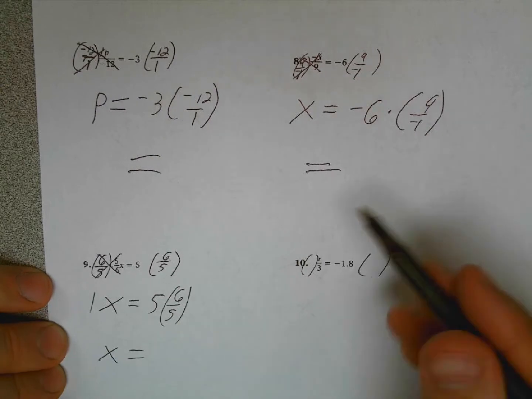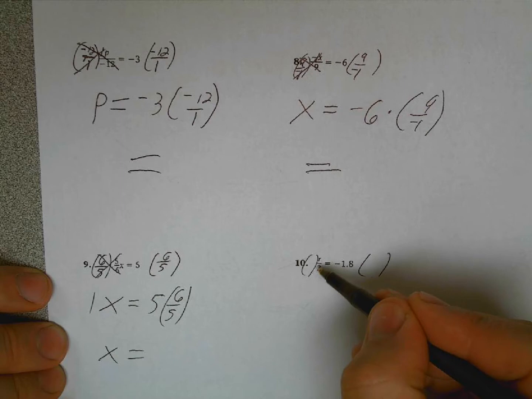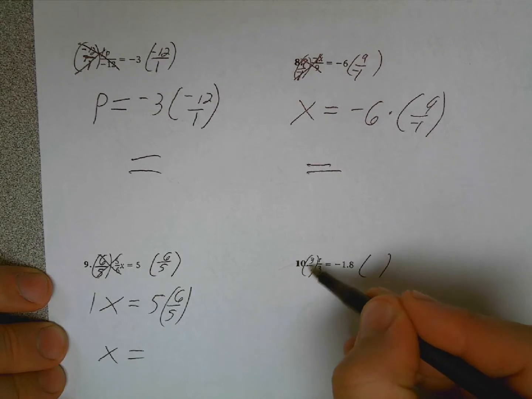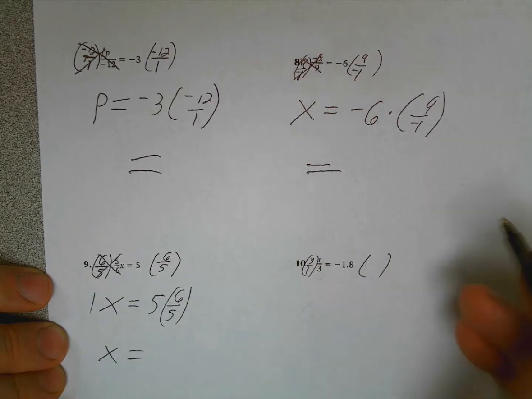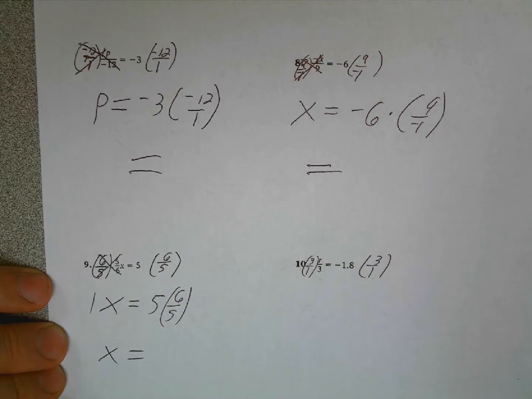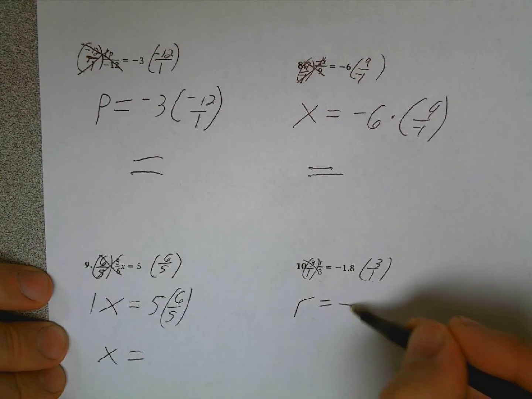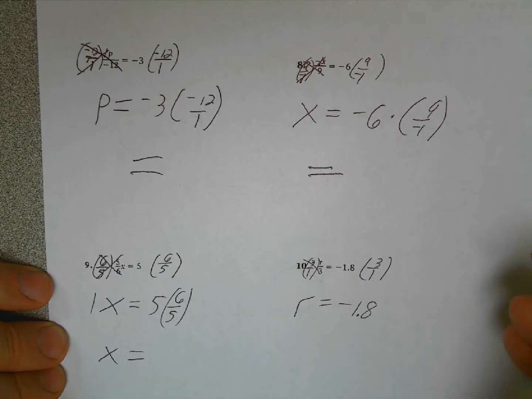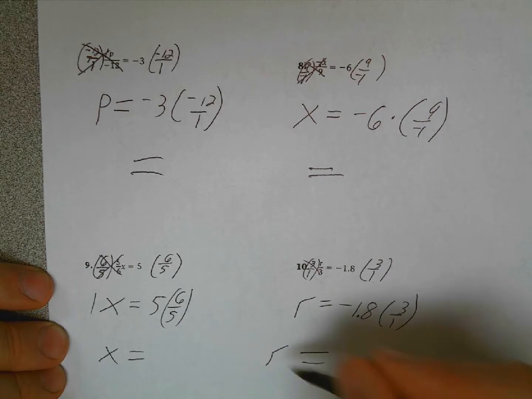Using your alpha y equals. If there's no number in front of r, it's a 1. So 1 over 3, the reciprocal is the opposite, 3 over 1. Whatever you multiply by one side, I got to do the same to the other side. The 3's cancel out. I'm left with r equals negative 1.8 times 3 over 1. I'll let you put that in the calculator. You tell me what r equals.